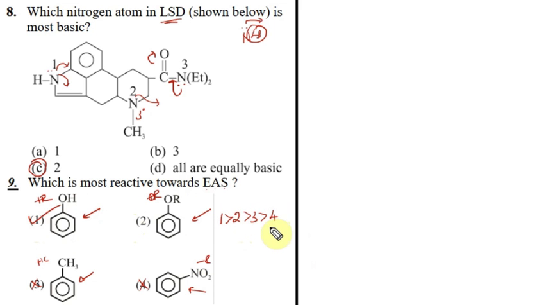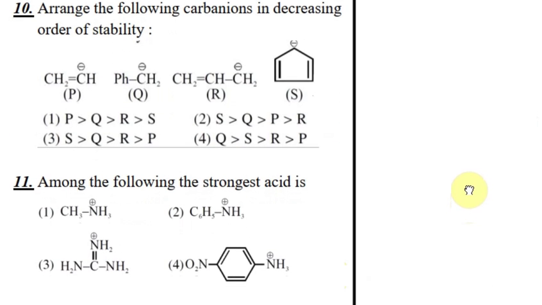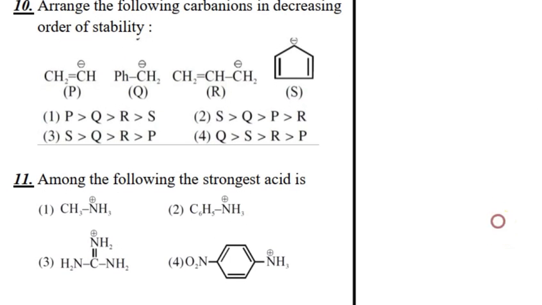Arrange the following carbanions in decreasing order of stability. Okay, they are going to ask them in order of stability. So when you look at it, this is the most stable because this is 2, 2, 2, 6 pi electron aromatic. So this is going to be most stable. So S is the most stable. So this and this are not options. S is the most stable. Okay, now let's look into the other ones.